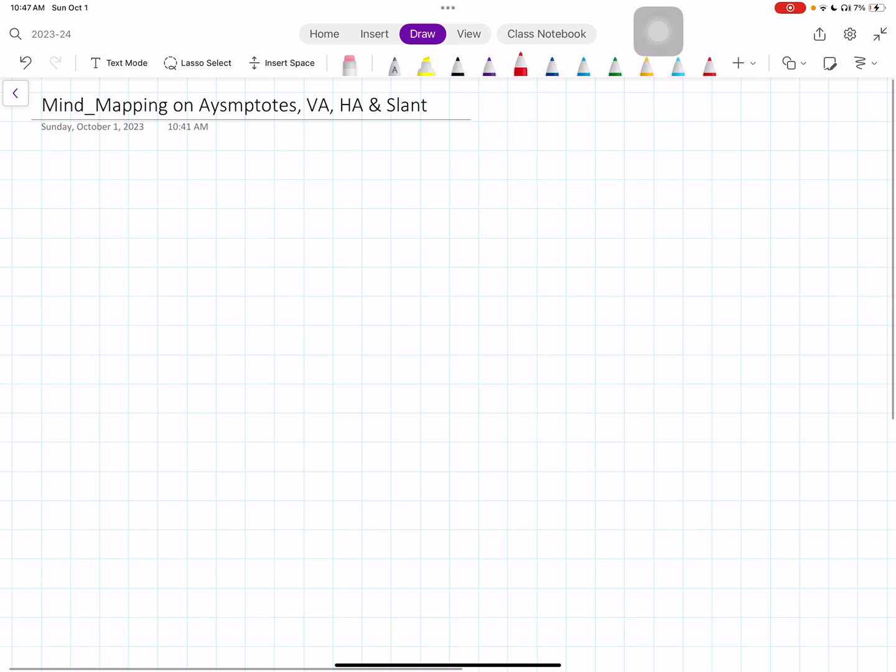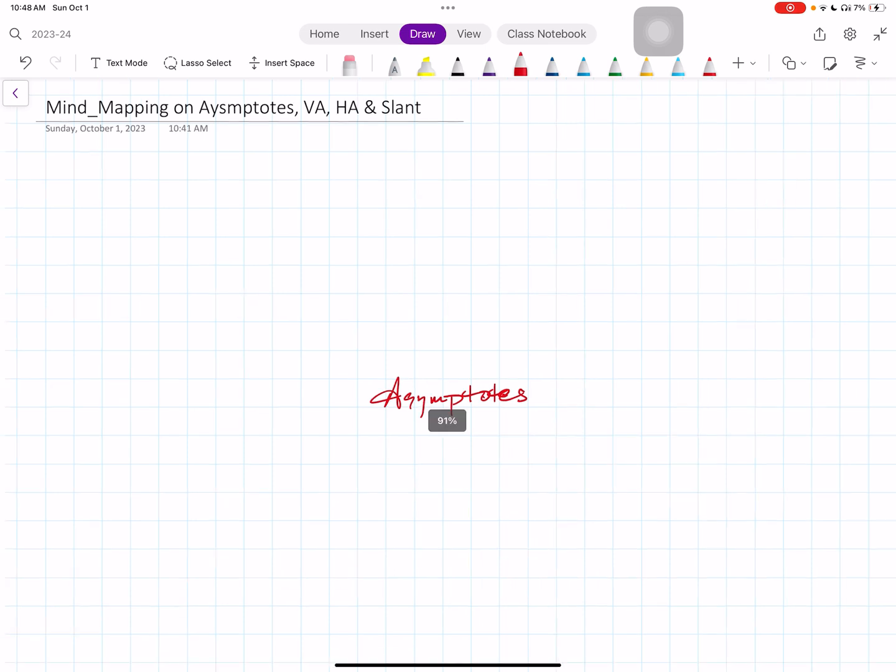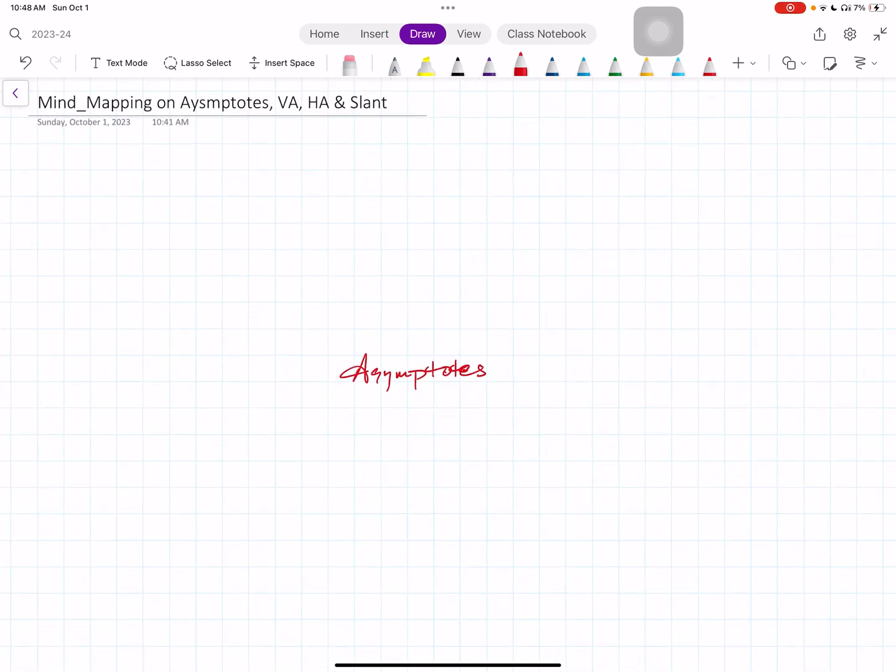We're going to do a little mind mapping on this concept here. So, asymptotes, there we go. And we have three types. We're going to start off with the most basic type, vertical asymptotes, and we're dealing with rational functions here since we were in that unit on rational functions. So let's take it off to the side. Let's go to the upper right.